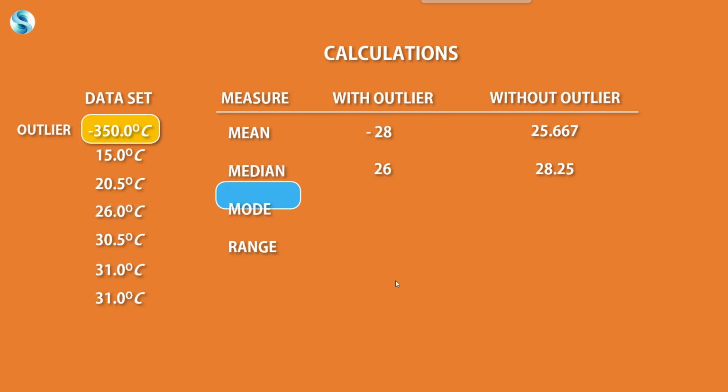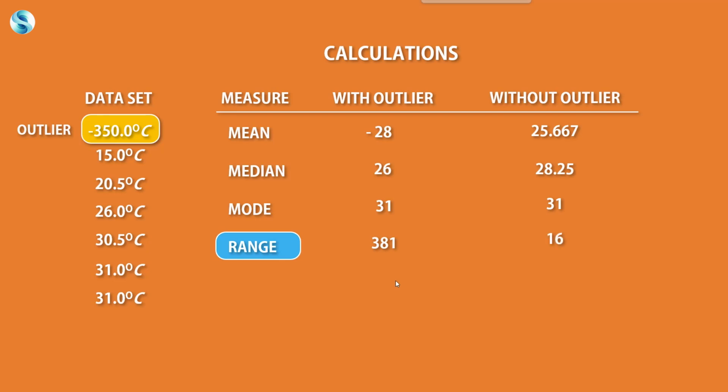Now the mode refers to the most frequently appearing data value. In this dataset, the number 31 appears the most, so the mode is equal to 31. And without the outlier, the mode is still equal to 31. Let's look at the range, maximum minus the minimum. With the outlier, you should find that the range is equal to 381. And without the outlier, you should find that the range is equal to 16.